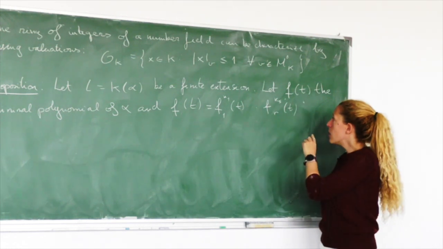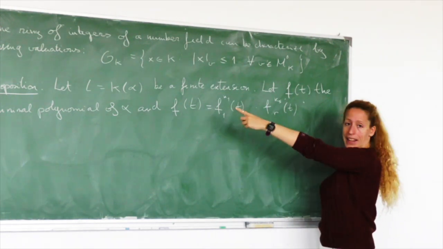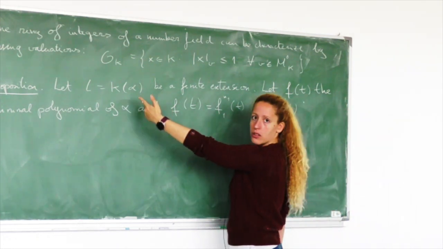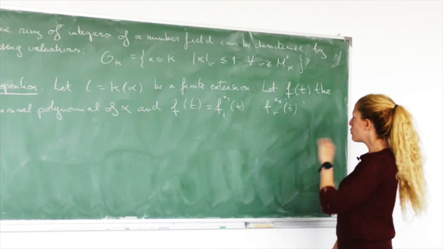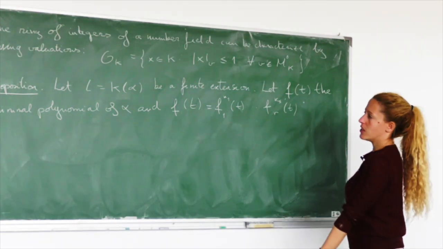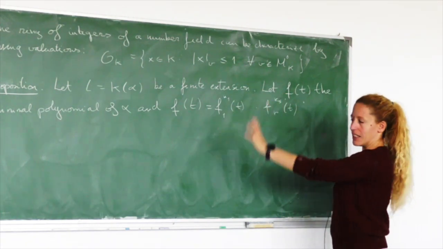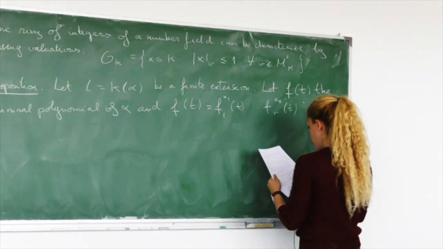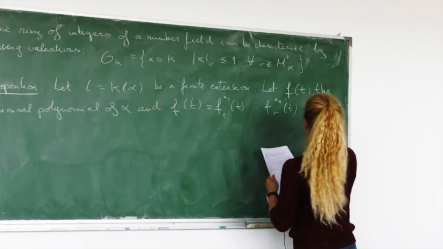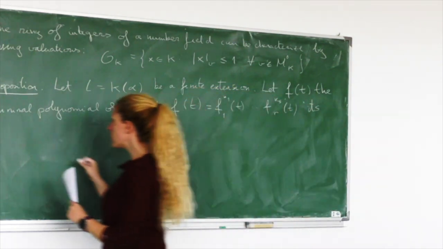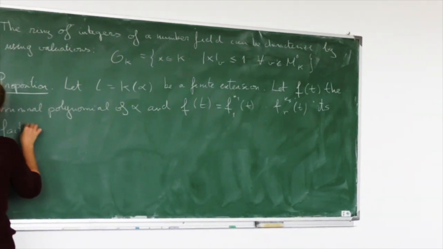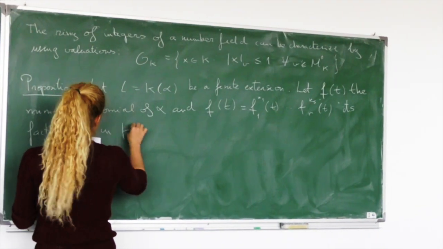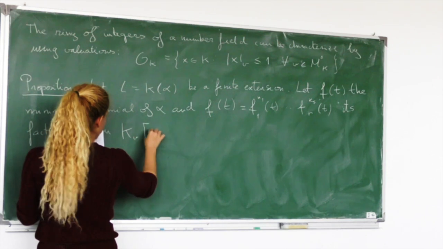And if I look at its factorization over L, I know that I'm going to find a factor that is actually t minus alpha, right? Because alpha is a root. So I'm not factoring f in K or in L. The factorization I'm writing here, I'm factoring it, and its factorization is in K_v of t.